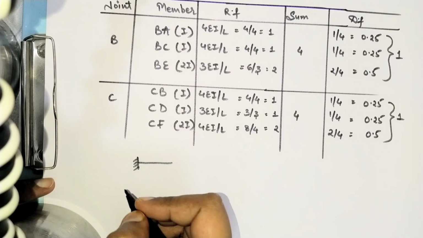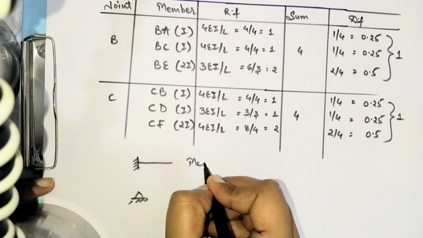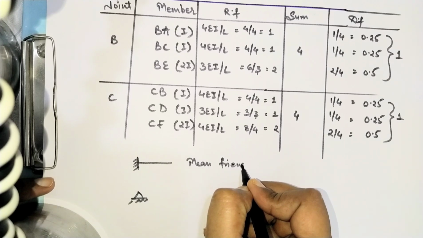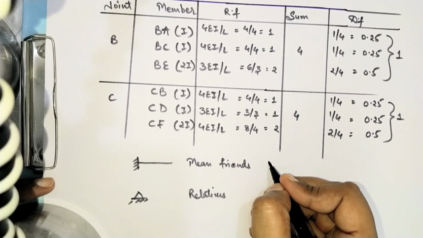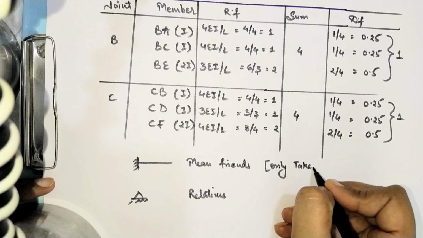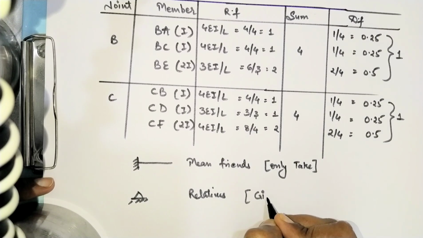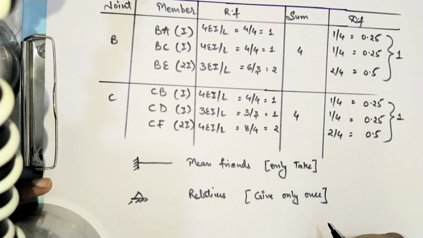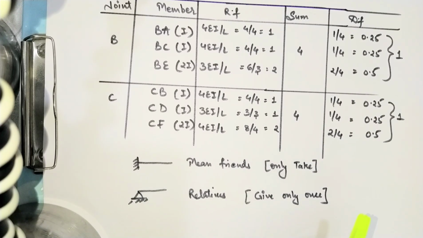Now we'll be talking about how the distribution factor behaves. If we have a fixed joint, a fixed joint behaves like your mean friends. They only take but they do not give it back. Fixed joints are your mean friends, and your simply supported joints are like your relatives. Relatives will give only once. When you go to their place, they will only give once. Then after that, they will not give. So you can remember like this: your fixed supports only take, they do not give, and your hinge support will give only once. So we'll be using it in the table now.